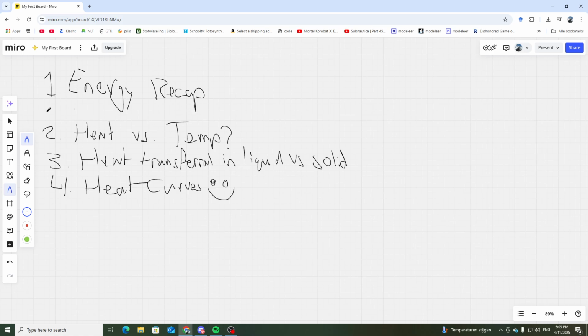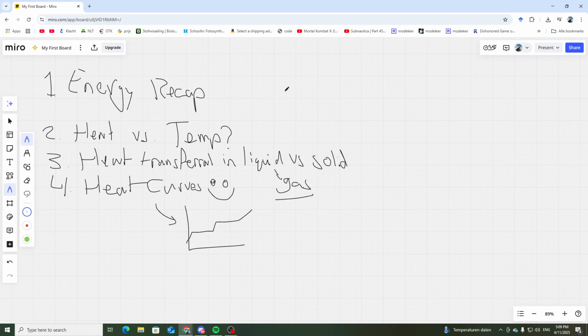Then we're going to talk about heat versus temperature. What is the difference? Because no, they ain't the same. They are not the same. They are severely different, and we're going to be able to define that difference. Then we're going to see how heat is transferred in liquid versus solid, liquid and gas, I should say, because those are the same and it does so differently in solid. And then we're going to finish it off with the heat curve that should look a little bit like this, if you remember correctly.